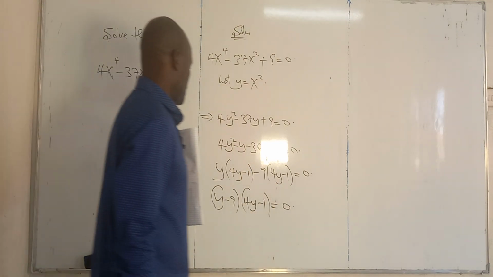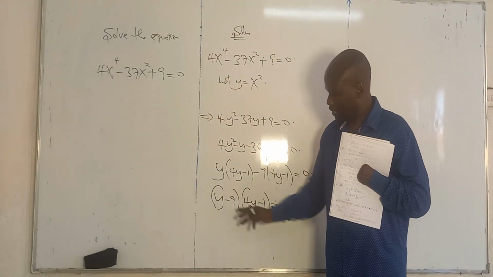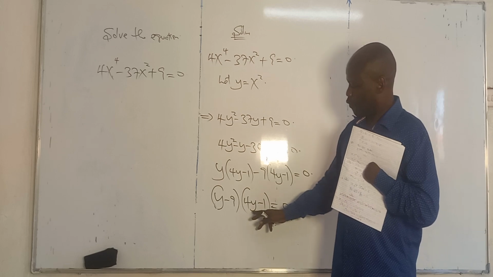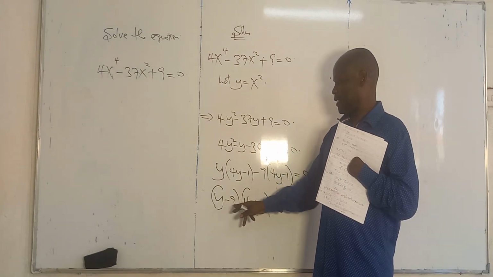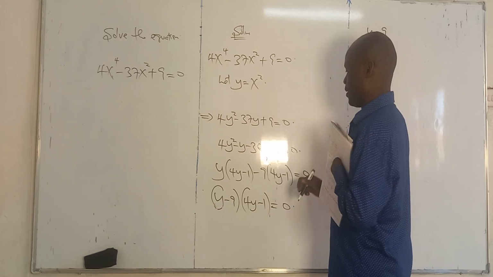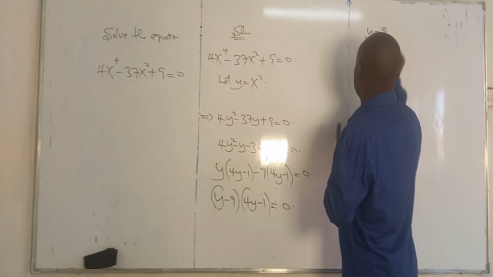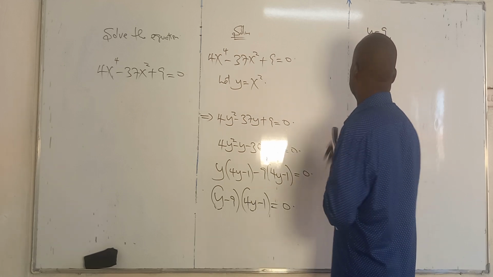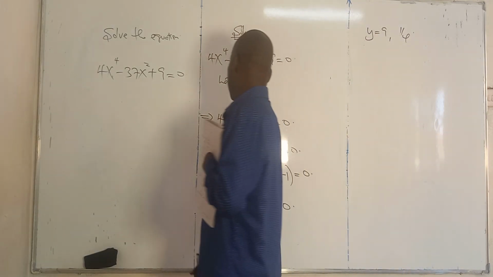That means that either y minus 9 is equal to 0 or 4y minus 1 is equal to 0. So when y minus 9 is equal to 0, we have y to be 9. And here, y is 9 or a quarter.